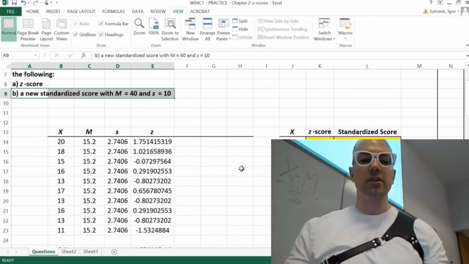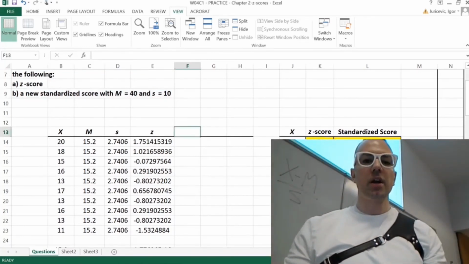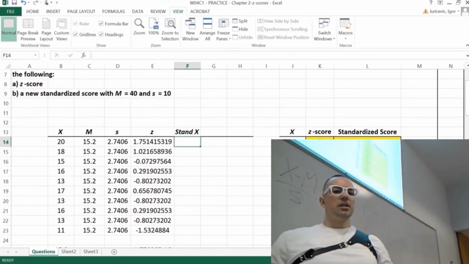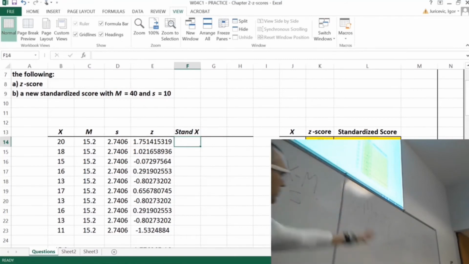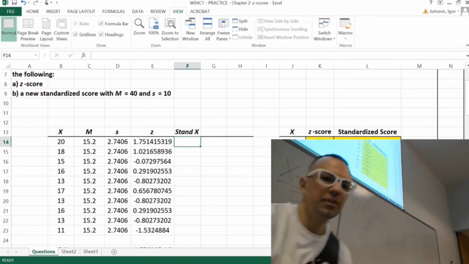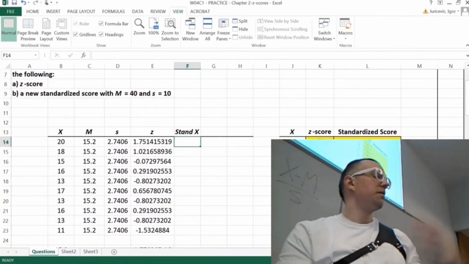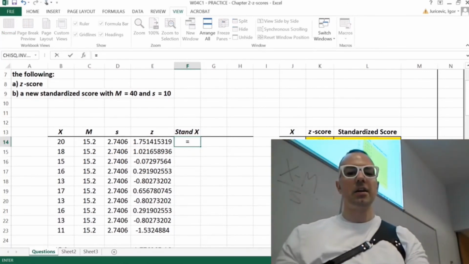So we're ready now. We can go here to a new column. We're going to call this stand X, just so that we know these are our standardized scores. Then we can just use the formula here. Because we're entering these means from our question, we can just do that straight in here.